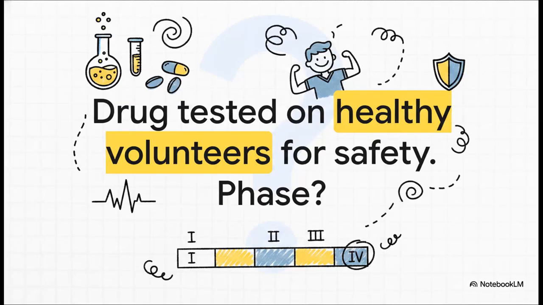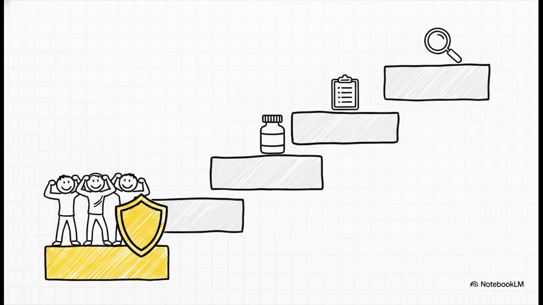Next question, rapid fire. A new drug is tested on 50 healthy volunteers to assess safety, toxicity, and pharmacokinetics. Pause and predict for me, which of the 4 clinical trial phases strictly tests healthy volunteers? Yep, it's a phase 1 clinical trial.